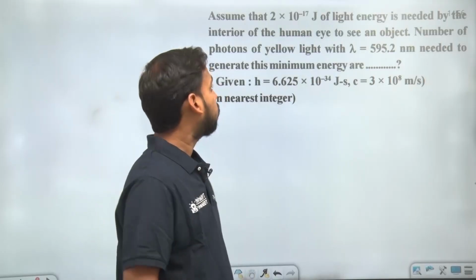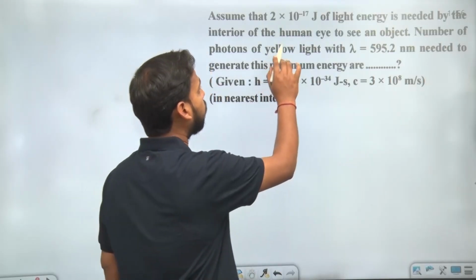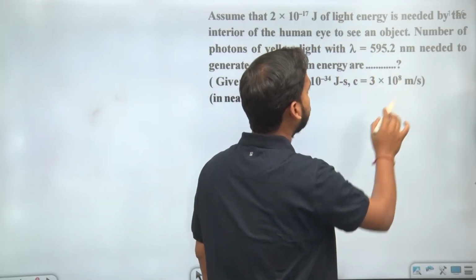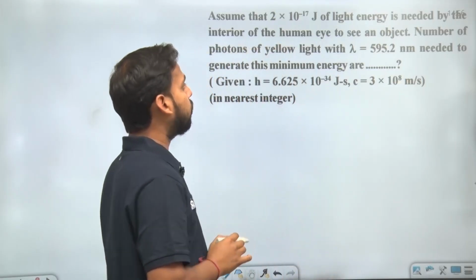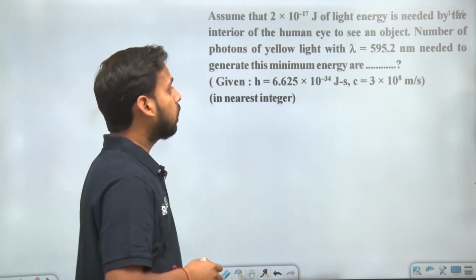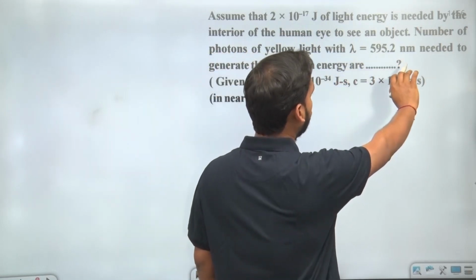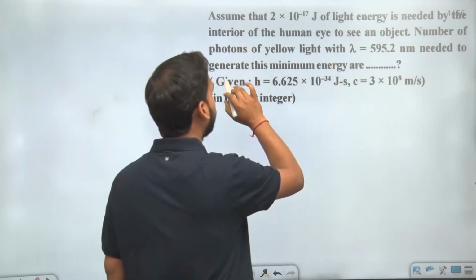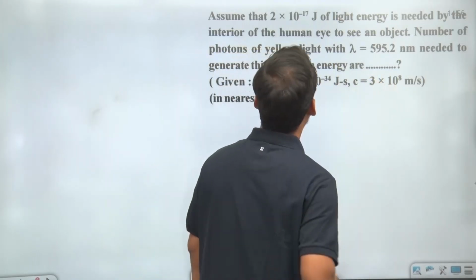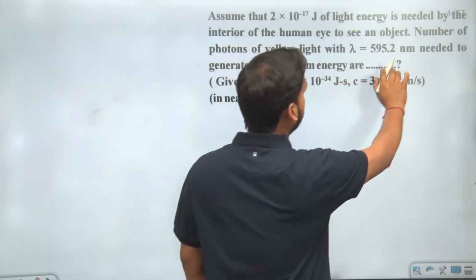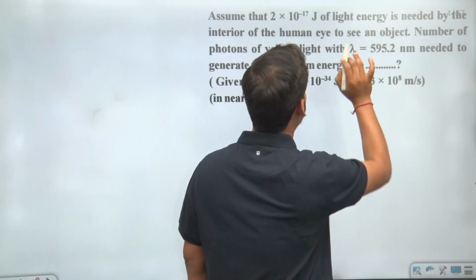Next question: assume that 2 into 10 to the power minus 17 joule of light energy is needed by the interior of the human eye to see an object. The number of photons of yellow light with lambda equals 595.2 nanometer needed to generate this minimum energy is. So we have to calculate the number of photons of yellow light.